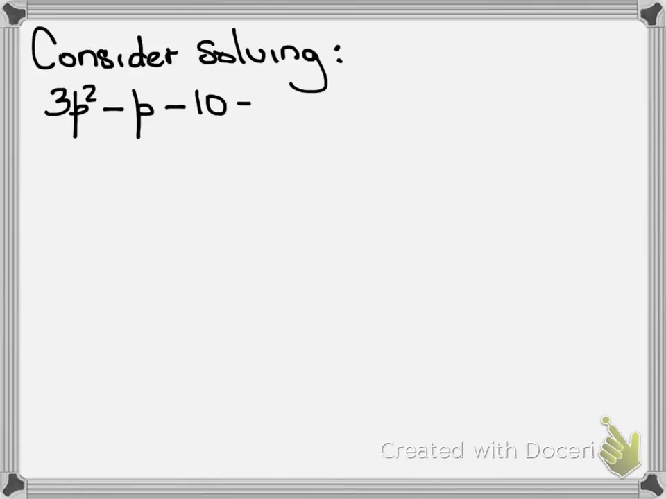All right? Consider solving the equation 3p squared minus p minus 10 equals 0. Again, you are used to factoring the left side of the equation. Go ahead and factor the left side of the equation. So now you see the left side where it equals 0. Just bring it down. Don't worry about it. Just factor the left side.